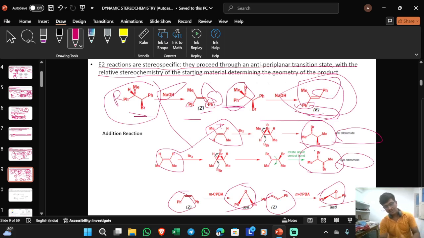Anti means opposite, and syn means the same side, with more substituent groups. These are the products, but anti is on different sides, so Z and E. This one is Z and this one is E, because the more substituent groups are on the opposite side.